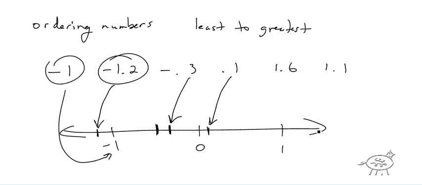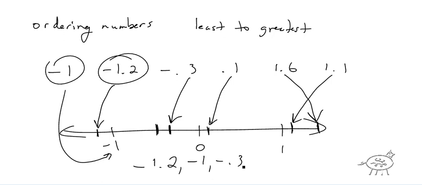1.6 is, we got to actually go a little bit farther out here, but 1.6 is going to be way out here. And 1.1 is just a little bit more than 1. So that's 1.1. So if I have to order these numbers, then it's -1.2, -1, -0.3, 0.1, 1.1, and 1.6. Okay, that's least to greatest.